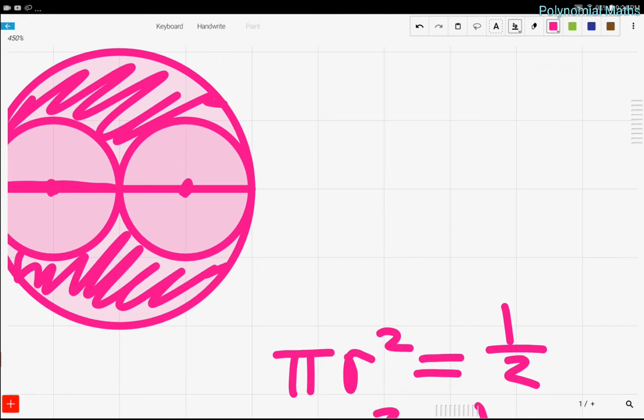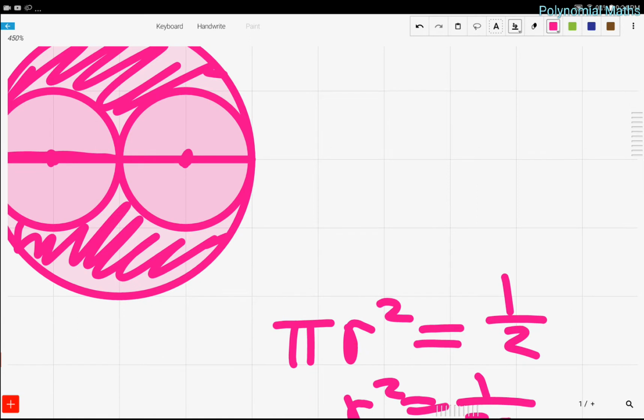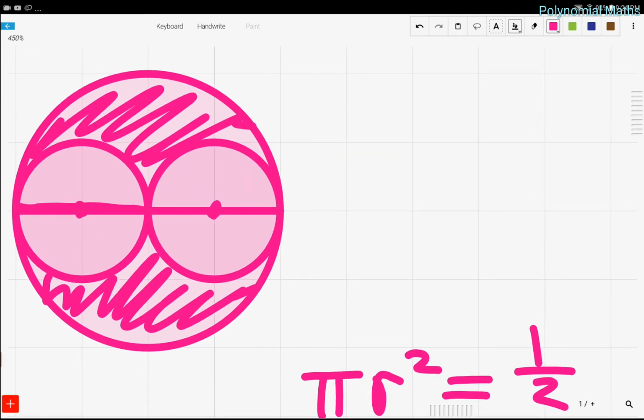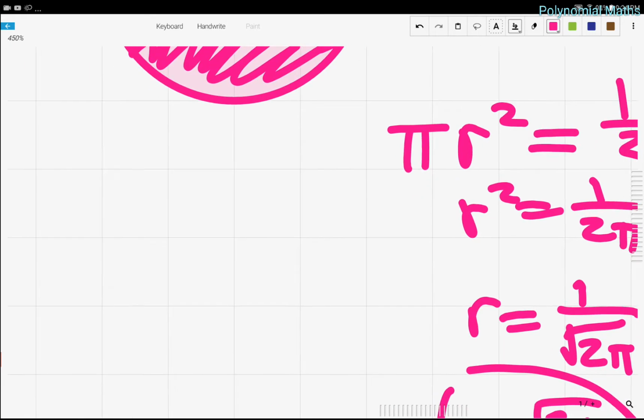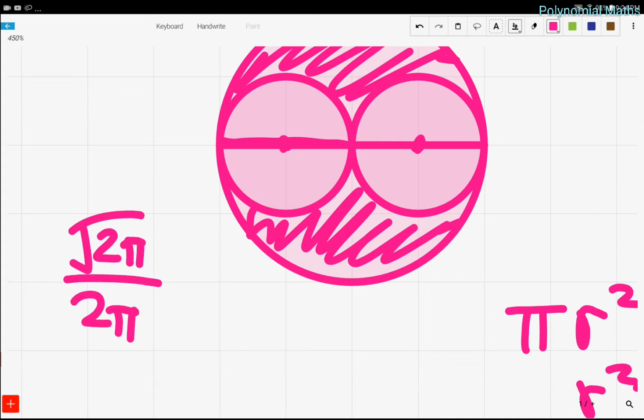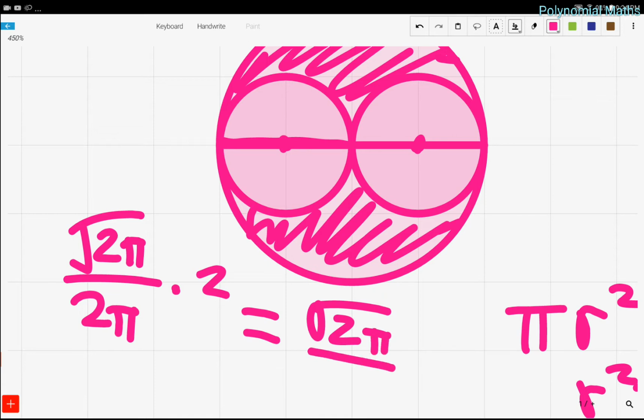And of course, later on, I'm going to explain something else because there's actually a much simpler way to do this just by looking at it intuitively. So we know that now square root of 2 pi over 2 pi is the radius of the small circle. So we multiply that by 2, and we get that is equal to square root of 2 pi over pi.